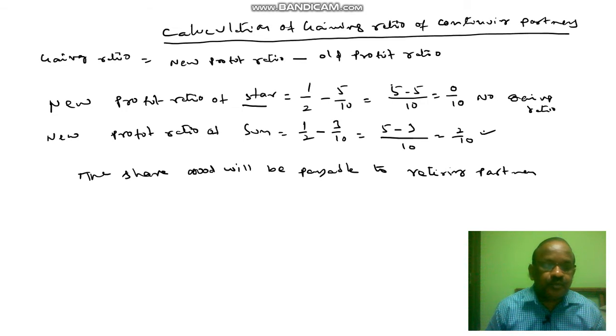So here the retiring partner. Who is the retiring partner? The continuing partners are Star and Sun. Moon is the retiring partner.